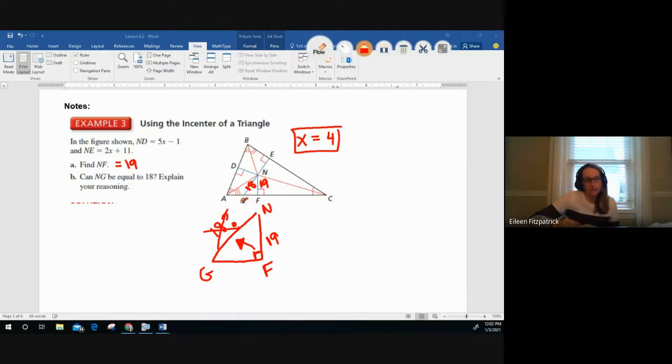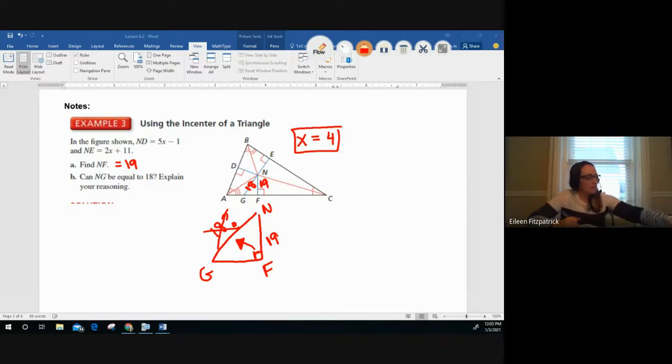That doesn't make sense. Also, whenever you're finding the distance between a point and a line, we use a perpendicular line segment, and it's the shortest distance that we're finding. So NF is the shortest distance from point N to line AC. So it's another way you could justify why NG cannot be 18. So you can write down one of those two reasons.